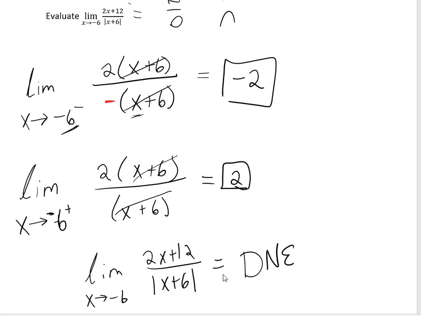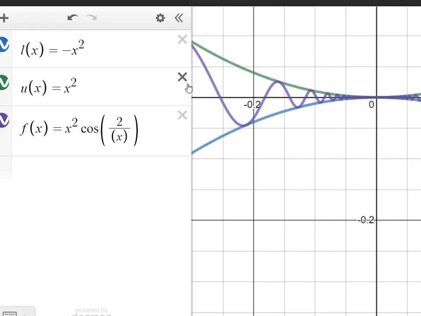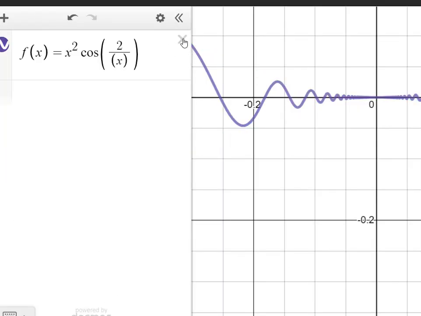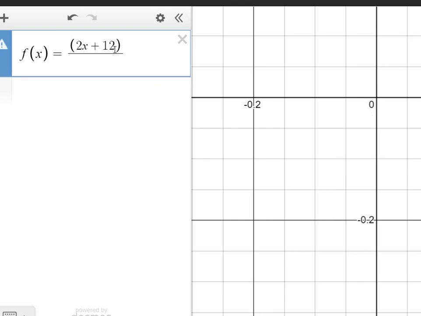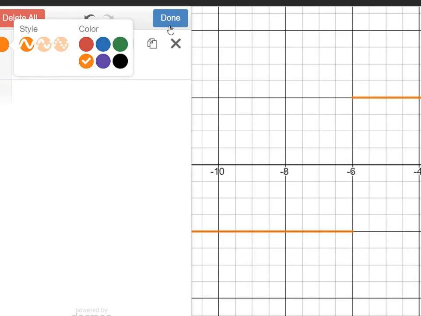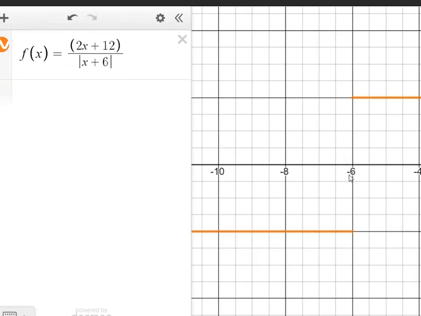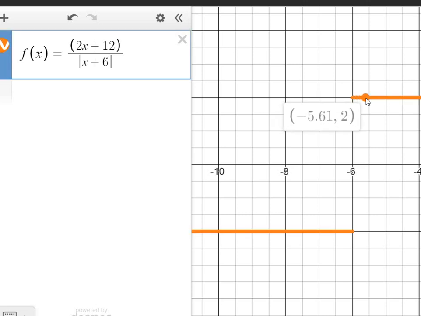All right, let's just confirm this using a graph, because I always like to double check my work. So let f of x equal 2x plus 12 divided by the absolute value of x plus 6. As I approach negative 6 from the left-hand side, it looks like my y value is negative 2. As I approach from the right-hand side, it looks like my y value is positive 2. So because I am approaching a very different number from the left-hand side versus the right-hand side, my limit will not exist, just like I said.